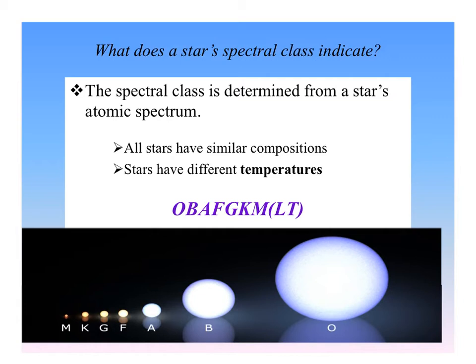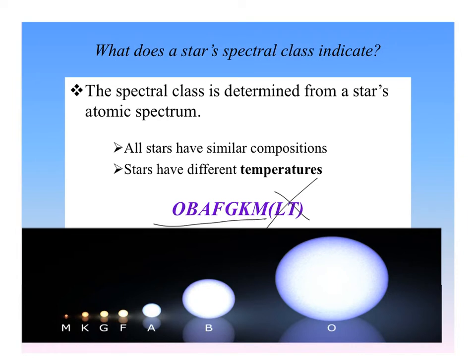So we know that all stars have very similar compositions. They're all beginning with predominantly hydrogen and converting those lighter elements into heavier and heavier elements, but they all have very different temperatures. So our spectral classes are broken down into these letters, and for our intents and purposes, we can omit L and T. But this is the spectral class.